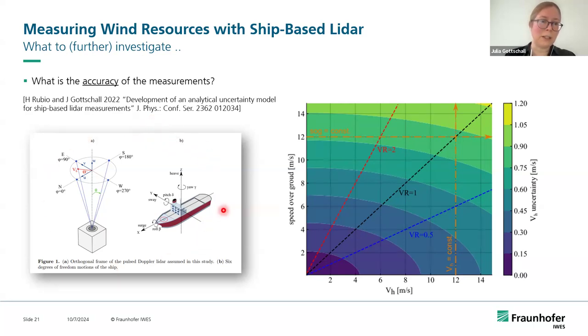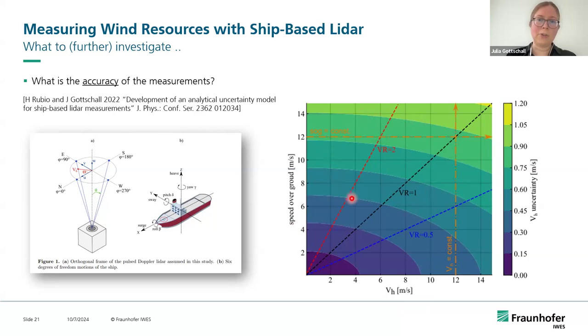So he really looked into the geometry of these measurements. He tried to understand the impact on the different timescales of the measurements for different LiDAR types, and found basically, this is just one example result, different dependencies on the different parameters we have in the model. So what you see here is the uncertainty in horizontal wind speed in the contours, and this plot shows how it depends on the horizontal wind speed itself, but also the speed over ground, which is basically the one-dimensional speed of the ship in the direction of the heading.